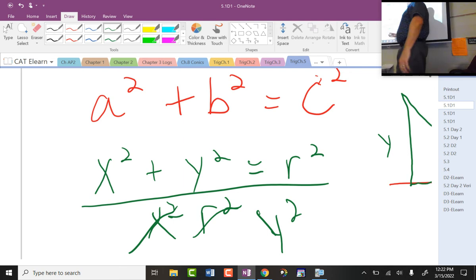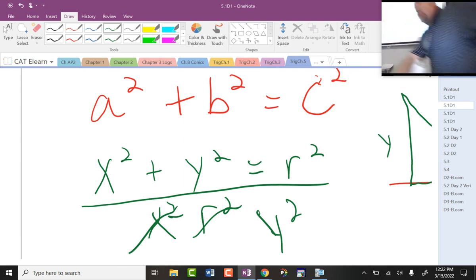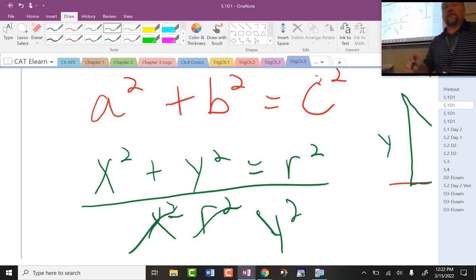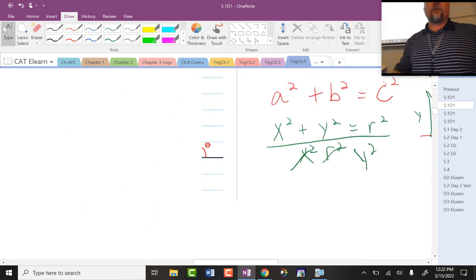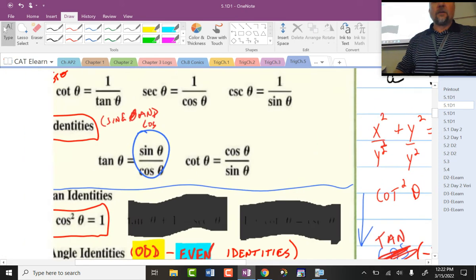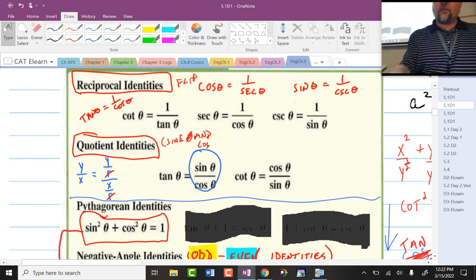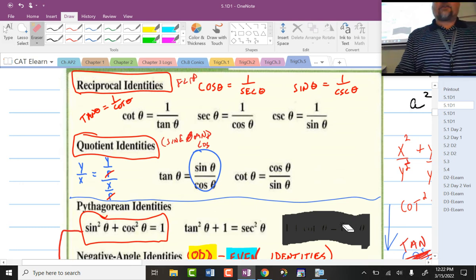X over y is cotangent squared, y over y is 1, r over y is cosecant squared. And then you'll know what goes on what side, since it is the beginning stages of you having to write these down. So here we go. 1, 2, 3, possibly 4 out of this section. 2 out of that section, maybe more.